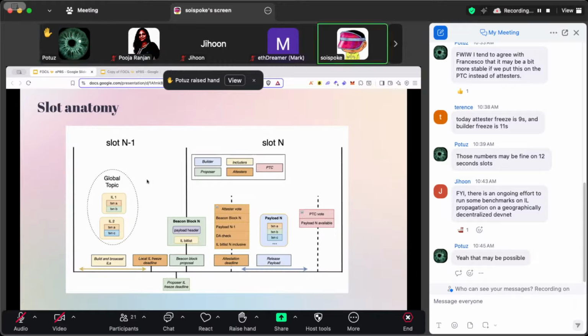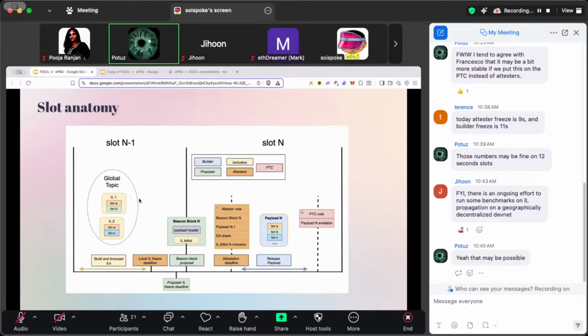So I mean, the question is, will IL broadcasters include this transaction or not? They cannot have the payload in their fork choice yet. I mean, some of them might have it if they see it available. Some of them might not. So the question is, how do IL proposers choose their transactions without having data availability chosen yet?